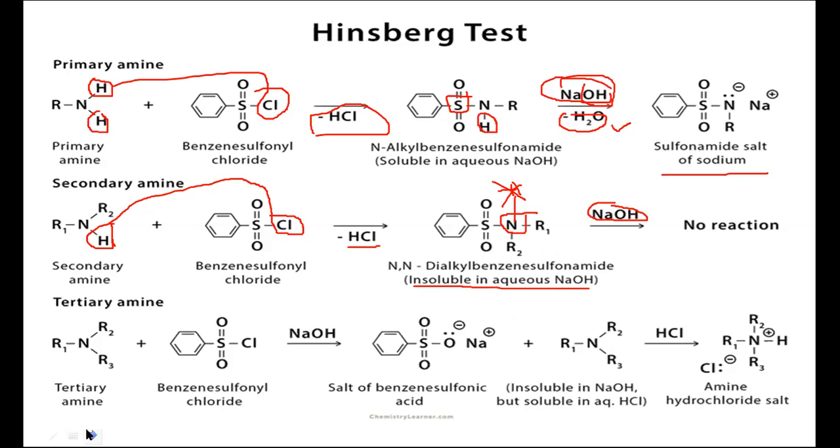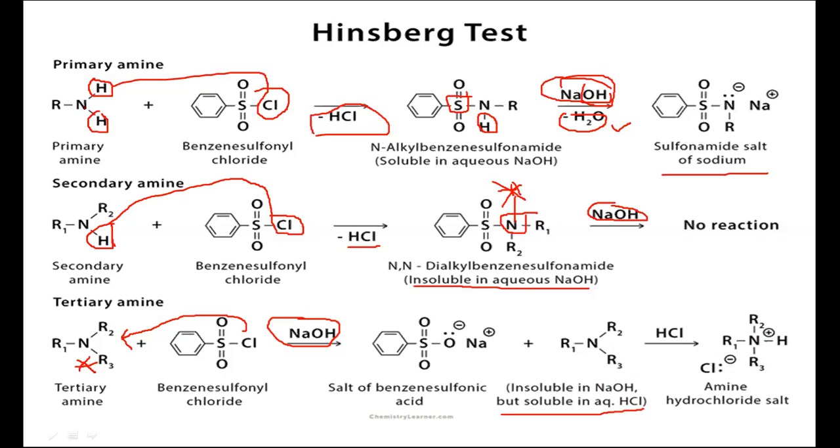Suppose you go for the tertiary amine, you see there is no hydrogen. Therefore it won't react directly, because there is no hydrogen to eliminate. In the presence of sodium hydroxide, it directly reacts and forms the salt of benzene sulfonic acid, which is insoluble in NaOH but soluble in HCl, because the amine forms a quaternary salt. See here what is the difference.